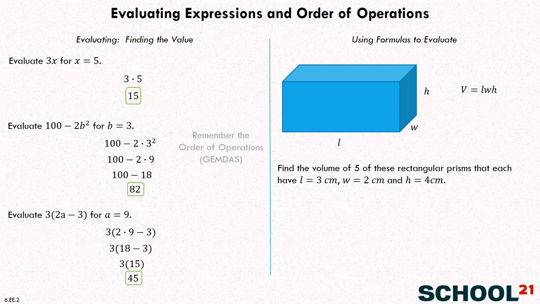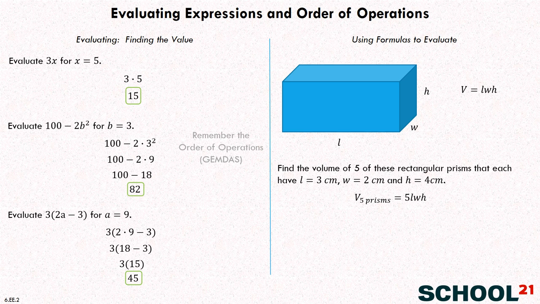Find the volume of 5 of these rectangular prisms that each have L equals 3 centimeters, W equals 2 centimeters, and H equals 4 centimeters. So it's very similar to our normal problem up here, except it says that there's 5 of them. So let's go ahead and write a formula for 5. See if this looks right to you. The volume, and then we put down here in this little subscript, we put 5 prisms, is equal to 5LWH. Does that make sense? Okay, good.